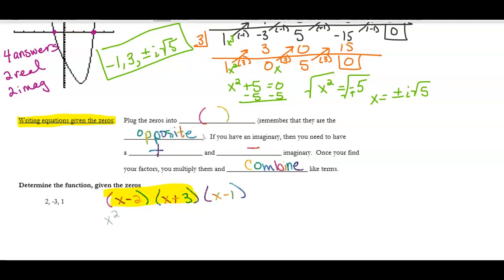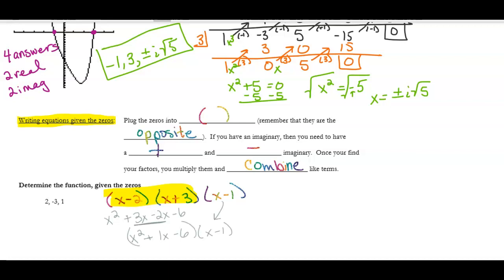So I get x squared, and you could use the box method, or you could use FOIL or distributive property. It's up to you. So x squared plus 3x minus 2x minus 6. And then I combine my terms, and I get x squared plus 1x minus 6.